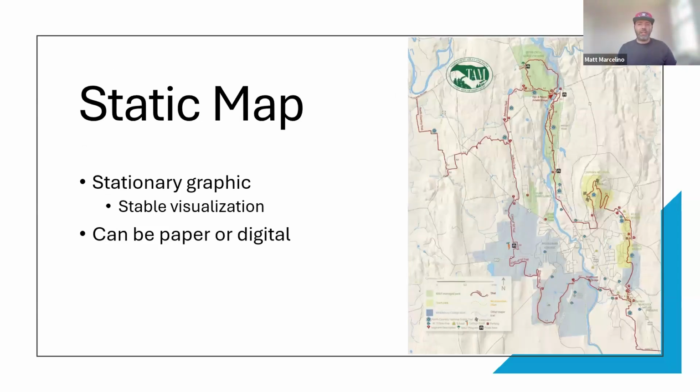So a static map is a stationary graphic representation of the spatial relationship of entities within an area. A static map can be printed on paper or produced as a digital file. This map right here is just showing hiking trails around Middlebury. And the great thing about static maps is they provide a stable visualization of the spatial data. So you can either print these out, give them to people so they can have a physical copy, put it at a trailhead, or have it as a digital map on your phone or something of that sort. So they're really, really valuable.